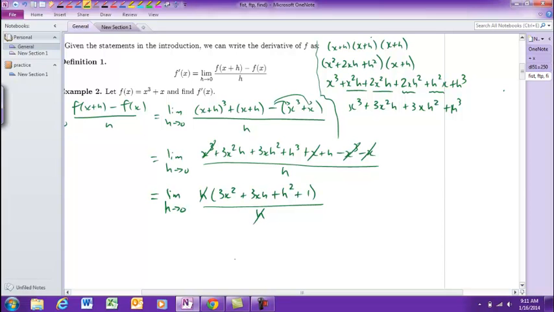Cancel out those h's. And when I now cancel those h's out, I can now just evaluate the limit and plug in h equals 0. When I plug in h equals 0, that h will turn into a 0 and it'll kill off that term. This h will also go to 0 and it'll kill off that term. So I'll just be left with 3x squared plus 1 is my final answer. That's the function f prime of x.